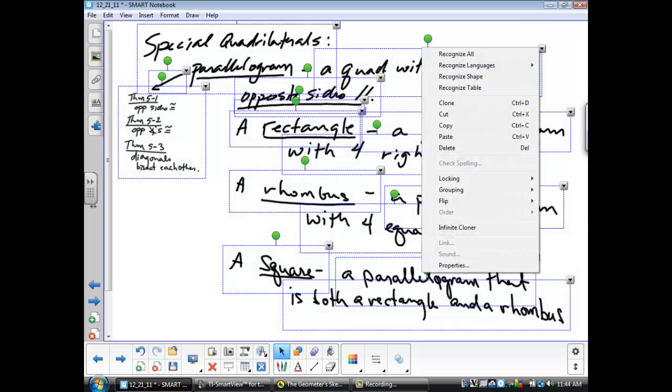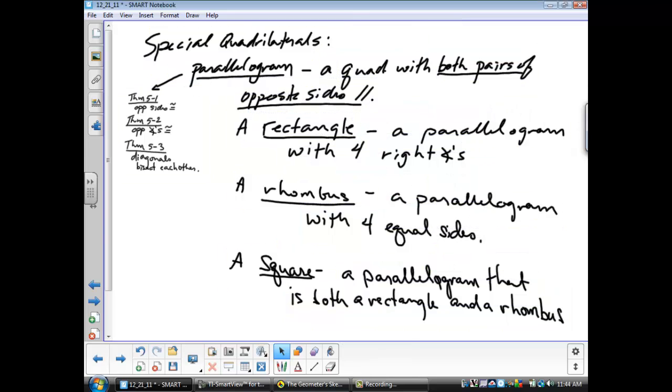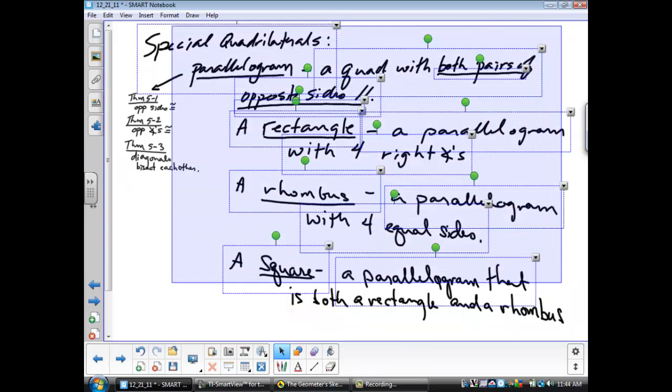You're just going to shrink that theorem. Yeah, let's not shrink that some more, thank you. Let's grab these.